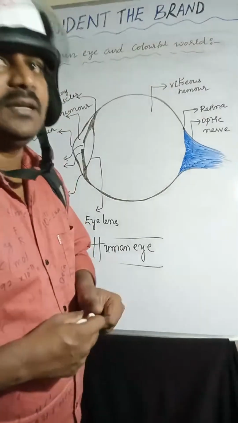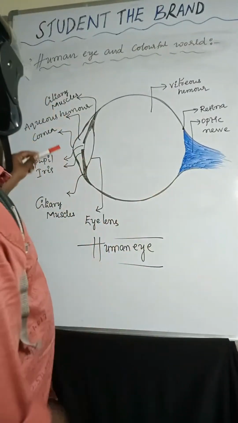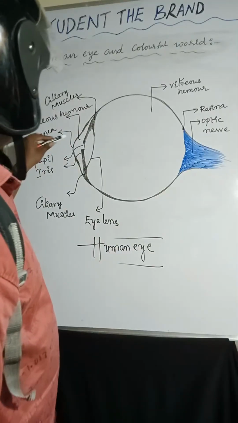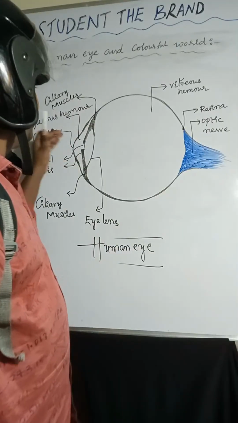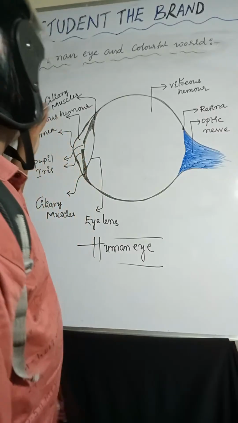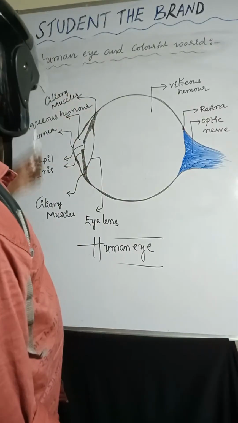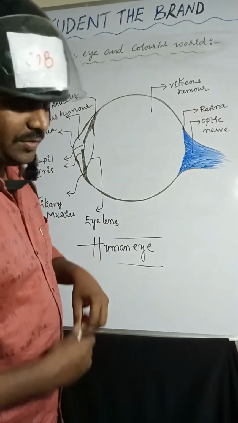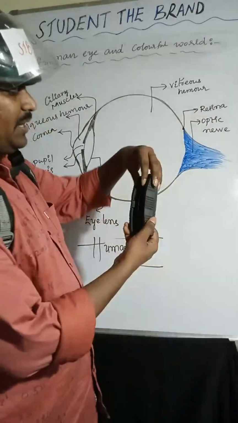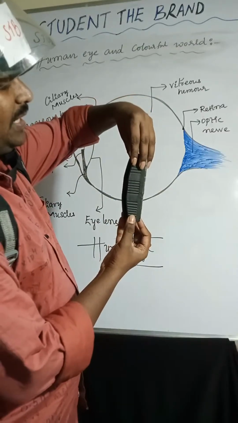Now we will discuss the parts and functions of the human eye. The cornea is the front portion, the protective layer of the eye. Most of the refraction takes place at the cornea. Next, these are the ciliary muscles. They hold the lens.